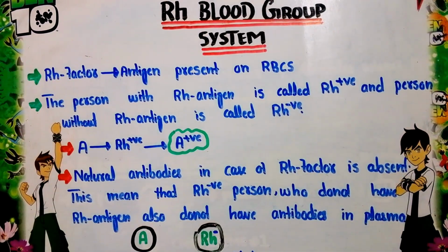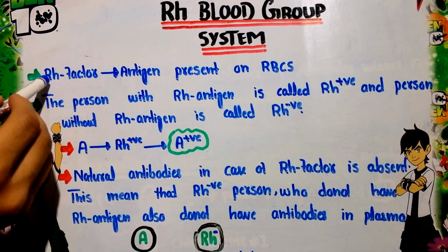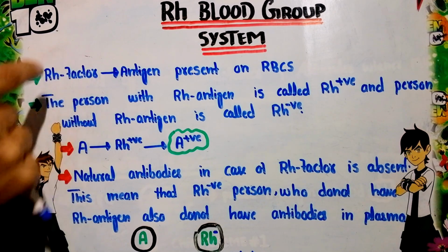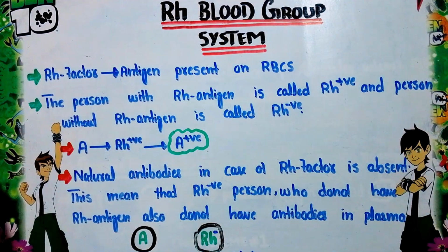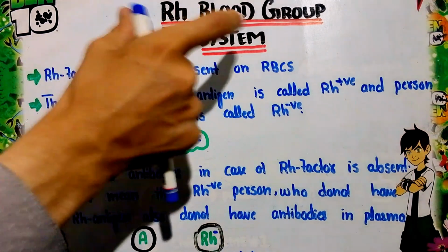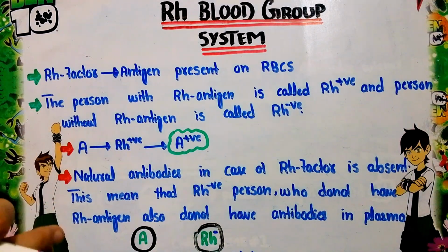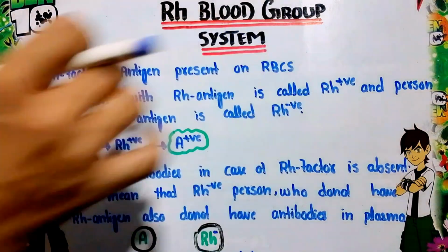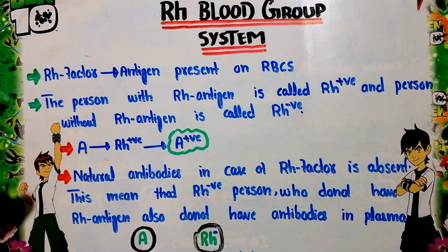As the D gene is responsible for the production of the antigen, in the case of the Rh blood group system we call this antigen the Rh factor. Rh factor is actually an antigen, like the antigens in the ABO blood group system. In the ABO blood group system, the antigen is present on the surface of the RBC. The same is the case in the Rh blood group system. So the Rh antigen or Rh factor is also present on the surface of the red blood cells.